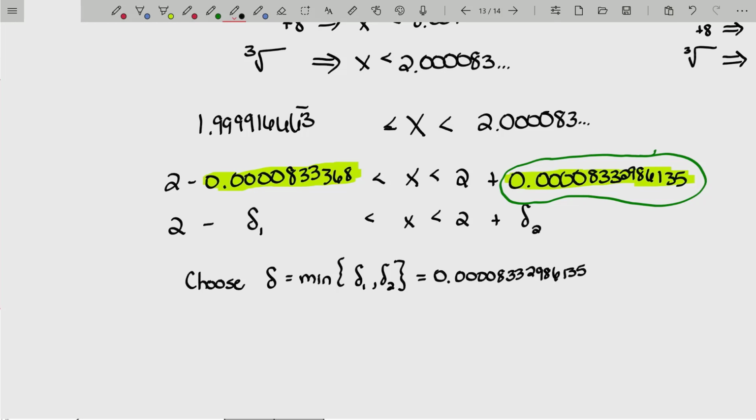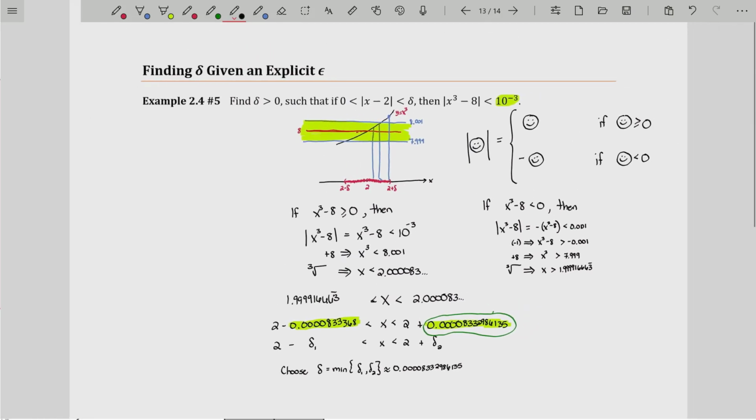And so we know the smaller of those two values is going to be 0.0008332986135, and it's actually technically roughly that, because I used a calculator, and that's an approximated value, but that's good enough for me. Now, I don't know how many digits they want you to round this to, and I don't care. Mainly, I just care about the fact that I found the right delta. So this is how you would do this if you mechanically are finding a delta, so that as long as x is within that delta neighborhood of 2, then all the y values, or x cubes, are within this epsilon neighborhood of 8. So that's how you do that mechanically.